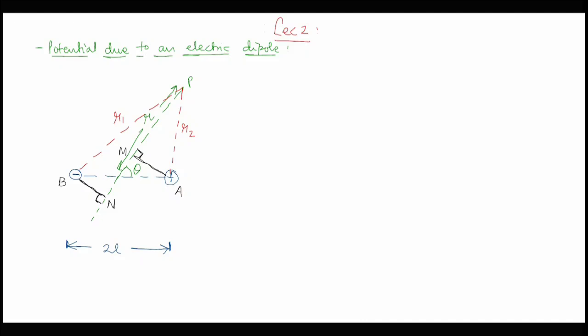Over here we are saying that the distance 2L between the two charges is very small in comparison to the distance R. If I consider triangle OMA, where O is this central point, we have this angle as theta and this distance is equal to L. So if we calculate OM from here, OM can be calculated as L cos theta, and similarly ON is also equal to L cos theta.